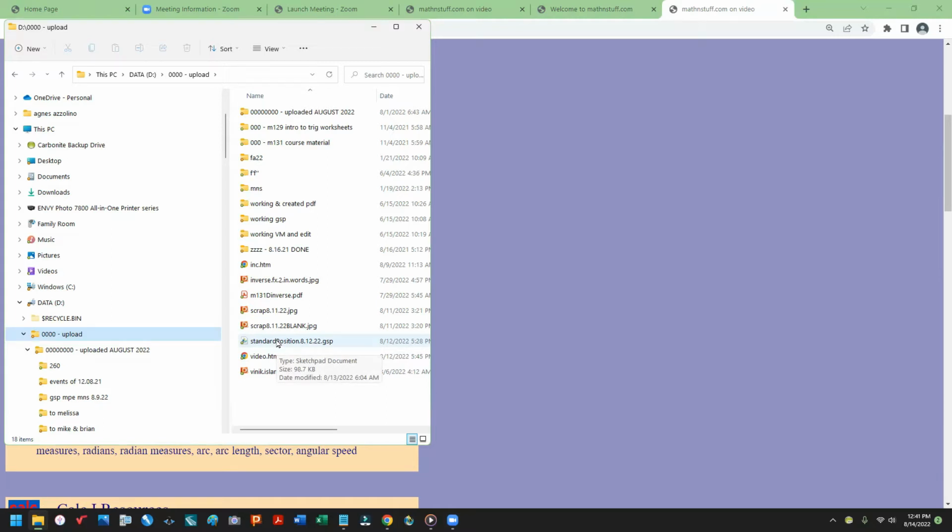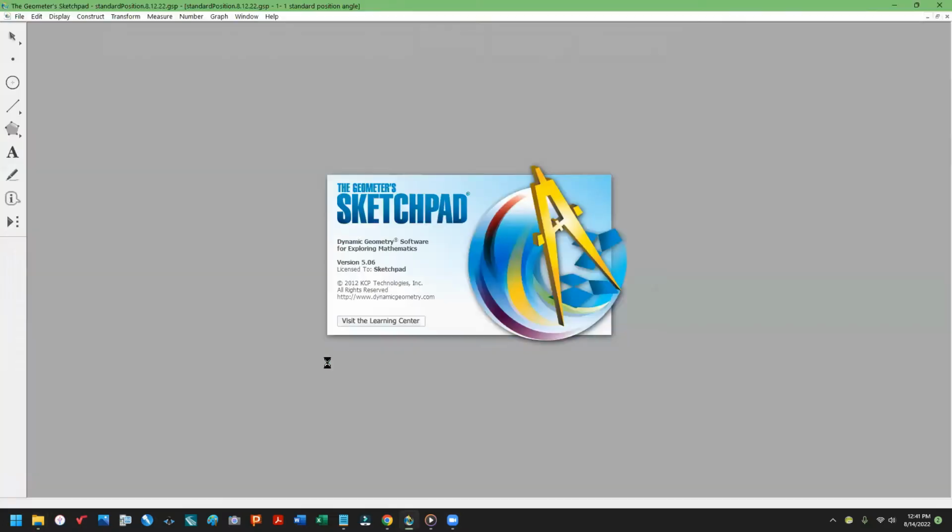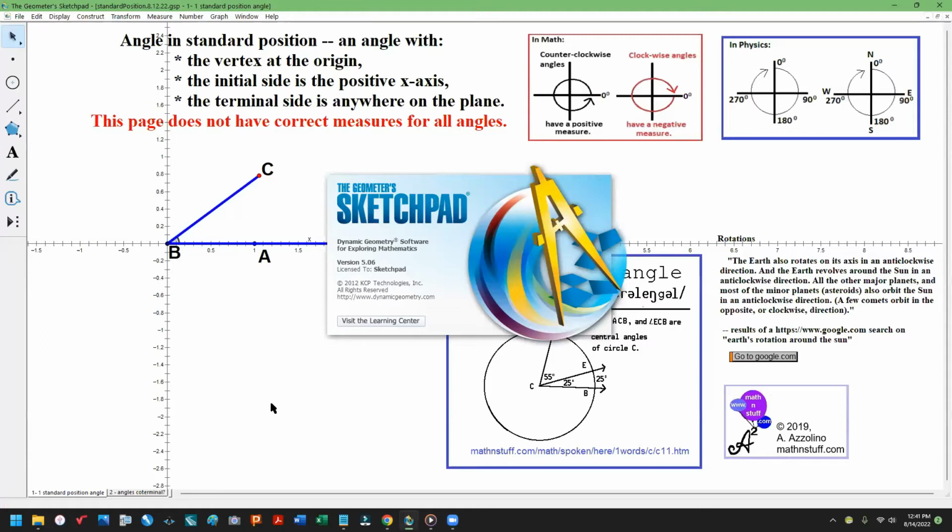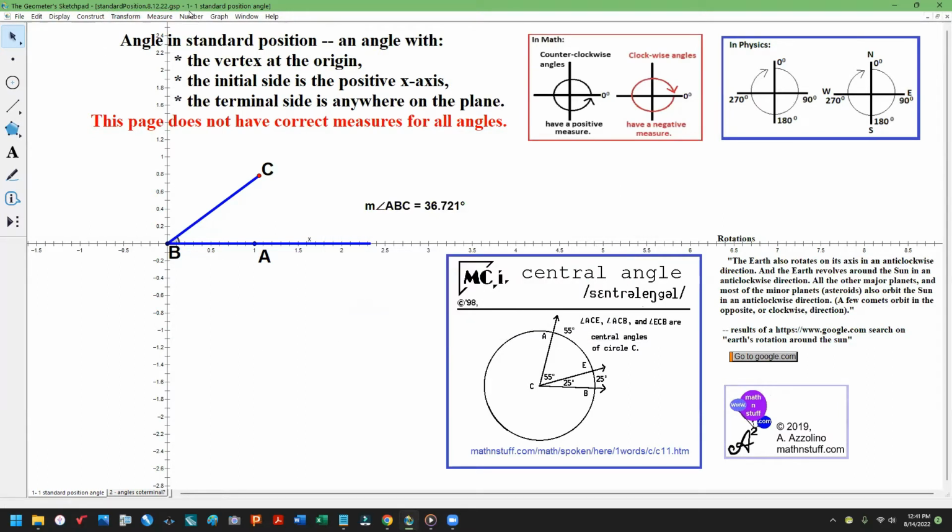I'm opening up my copy of the Sketchpad because I've downloaded it already. Notice I've renamed it so that I can edit it and still have a copy of it and still be able to download one if I wish.